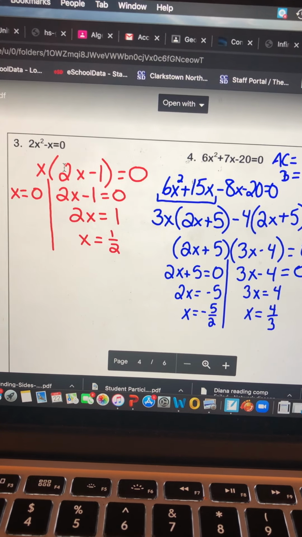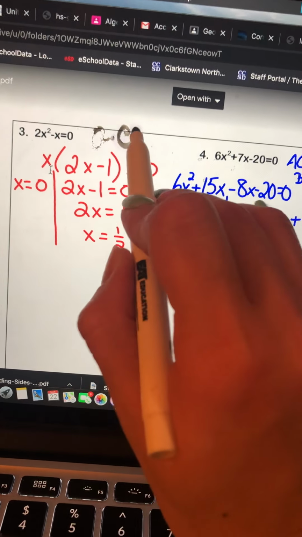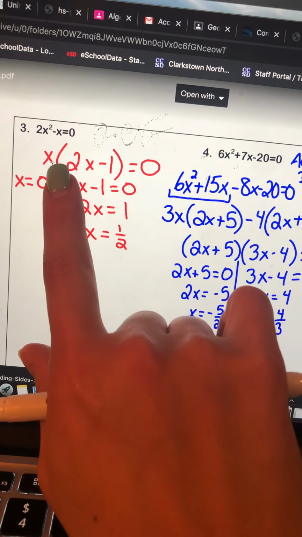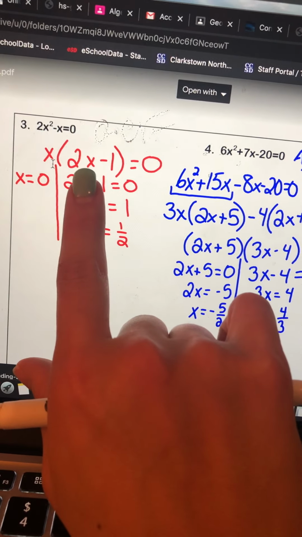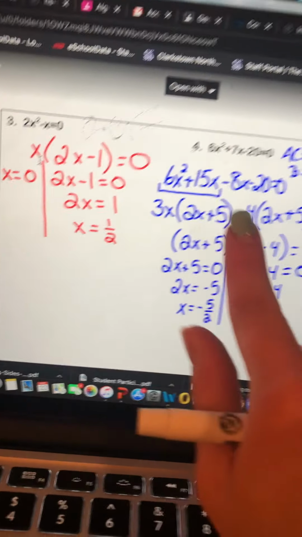So these two, okay, factor out, right? There's a GCF. This one's a GCF. Pull out an X, and then you can't factor anymore. So you just set this equal to 0 and this equal to 0. Add the 1 over, divide by 2, and here are your two solutions.